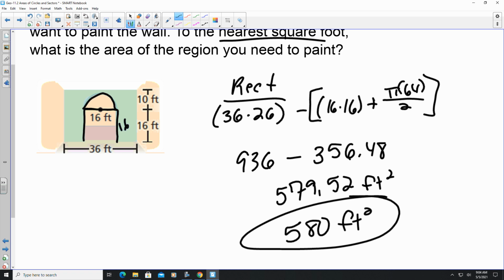And that is being able to find areas of circles and sectors. Hope this helps.